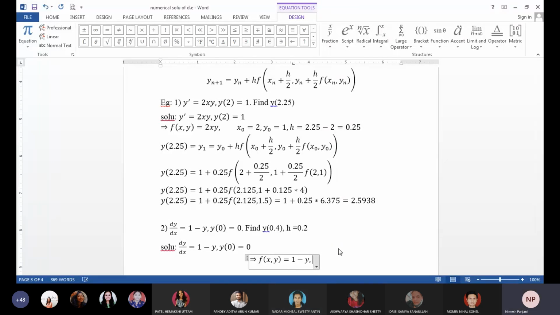Very good. What will be x0? 0. What will be y0? 0. What is h? 0.1, 0.2. Good. So this is what we have. f of x comma y is 1 minus y, x0 is 0, y0 is 0, h is 0.2.